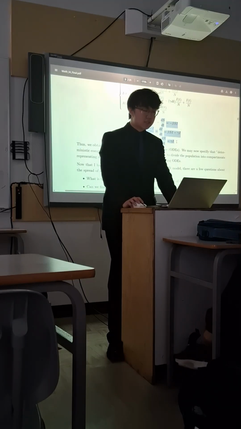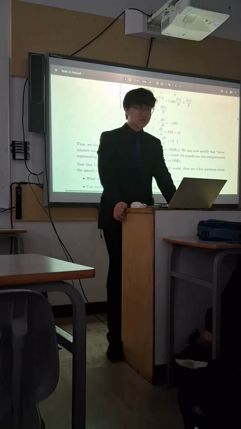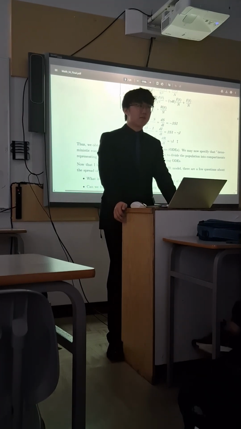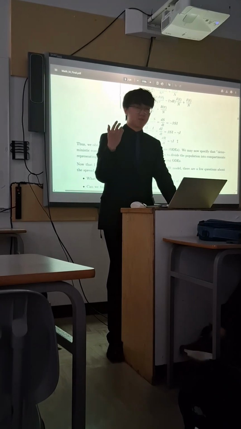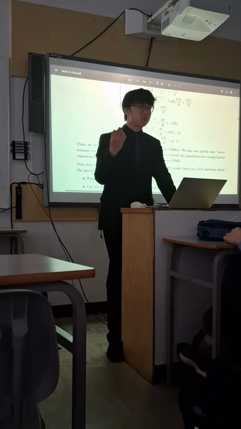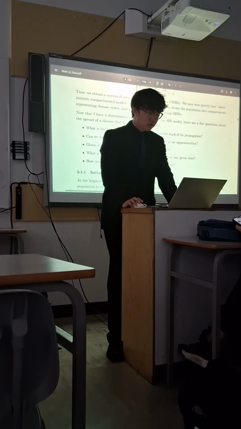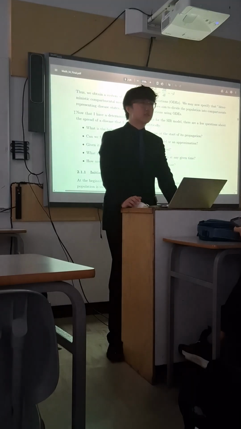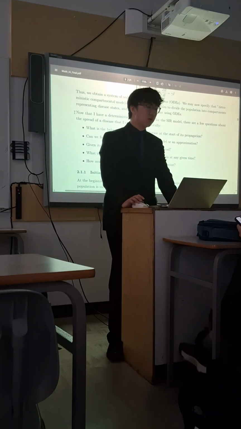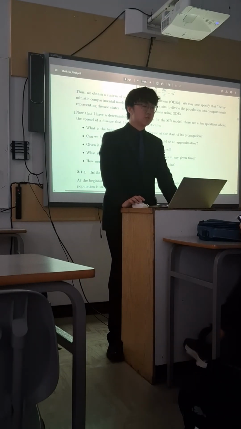So here we have the system of equations: dS/dt, the derivative of the susceptible population with respect to time, aka the rate of change of the susceptible population over time, is equal to negative beta S I, and so on and so forth. And here I pose a few questions that I want to investigate about the SIR model before I delve deeper into some other models.